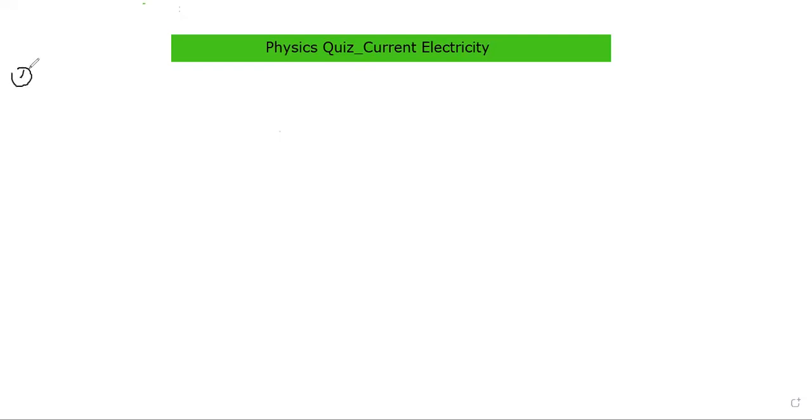Let's start. The first question was about color coding. The resistor was given with colors red, violet, orange, and the fourth color was silver. So we know the trick for how to write the values.